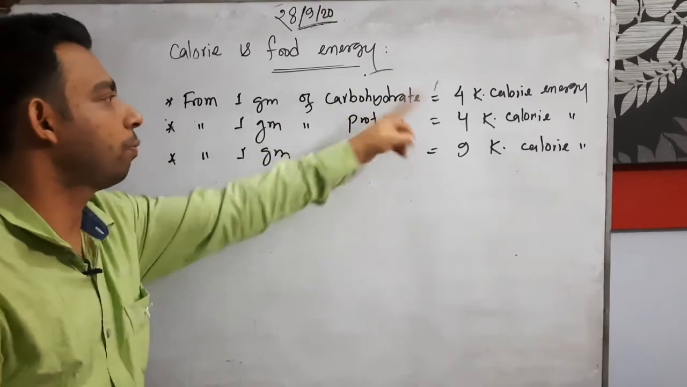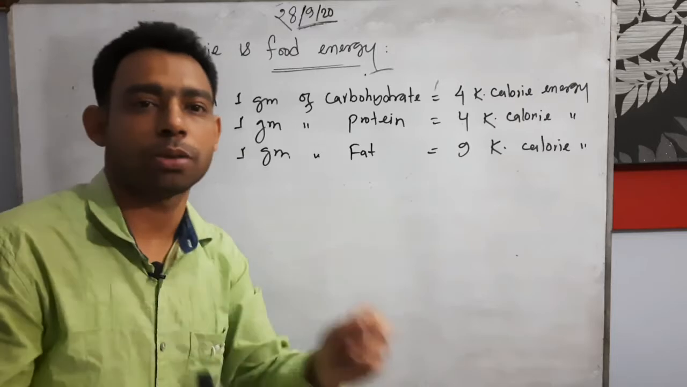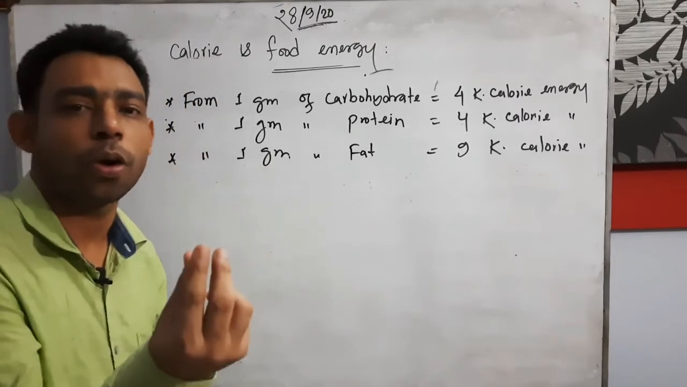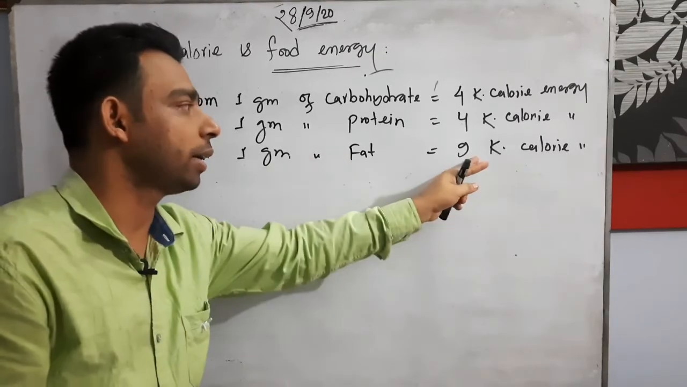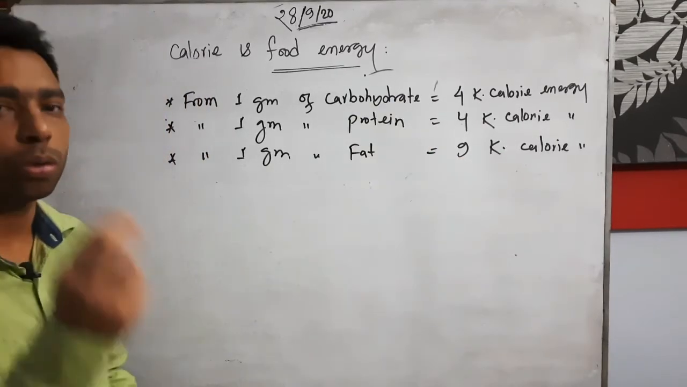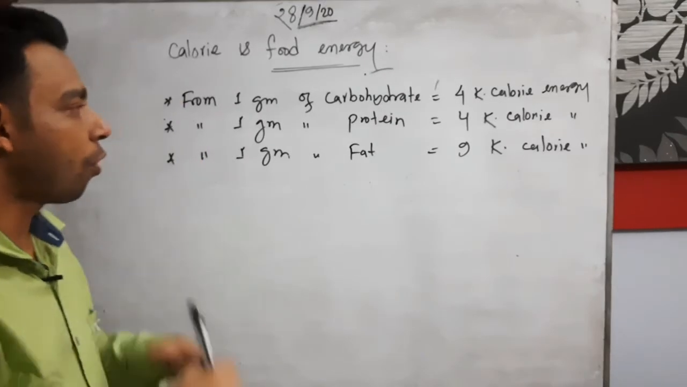Carbohydrate 1 gram, 4 kilocalorie; protein 1 gram, 4 kilocalorie; fat 1 gram, 9 kilocalorie maximum. So we suggest taking only a few amount of fat, because 1 gram of fat can produce 9 kilocalorie, the most calorie. So only a little amount of fat is needed by our body.